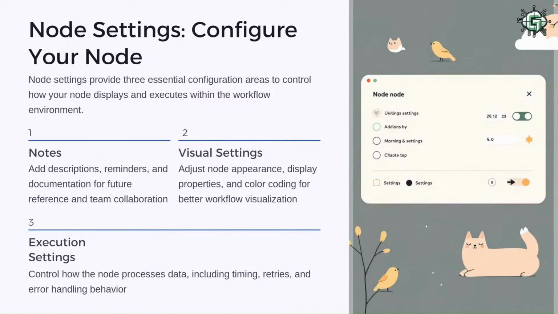Next is execution settings: control timing, retries, and error handling. This is all called execution settings. With this, you can customize every node to behave exactly how you want. So you can make it more customizable using settings.